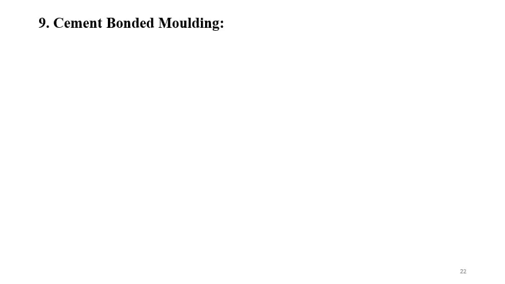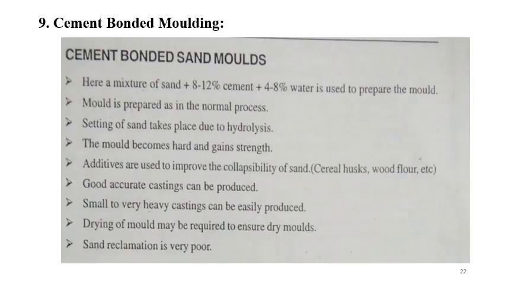Last one is cement bonded molding. Ninth one. Cement bonded molds use a mixture of sand plus 8 to 12% Portland cement and 4 to 8% water to prepare the mold. Put it in the molder, then you can prepare the sand. The mold is prepared as in the natural process.